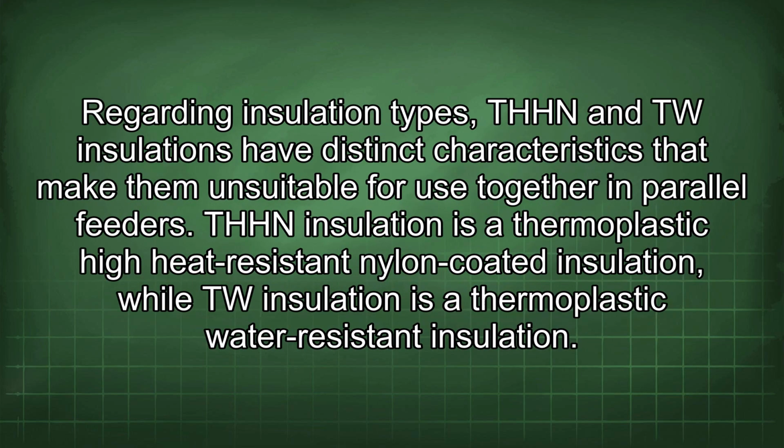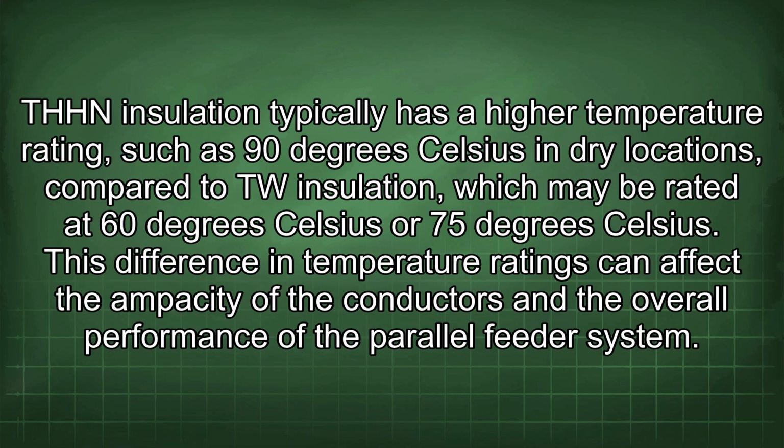Regarding insulation types, THHN and TW insulations have distinct characteristics that make them unsuitable for use together in parallel feeders. THHN insulation is a thermoplastic high-heat resistant nylon-coated insulation, while TW insulation is a thermoplastic water-resistant insulation. THHN insulation typically has a higher temperature rating, such as 90 degrees Celsius in dry locations, compared to TW insulation, which may be rated at 60 degrees Celsius or 75 degrees Celsius.